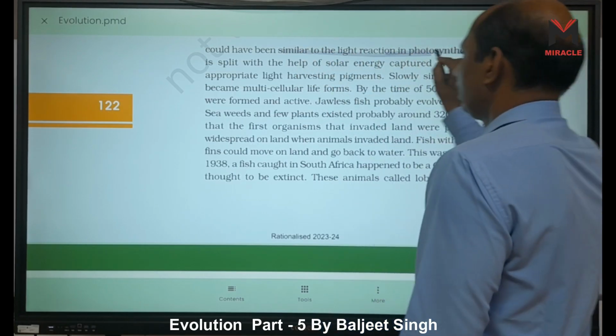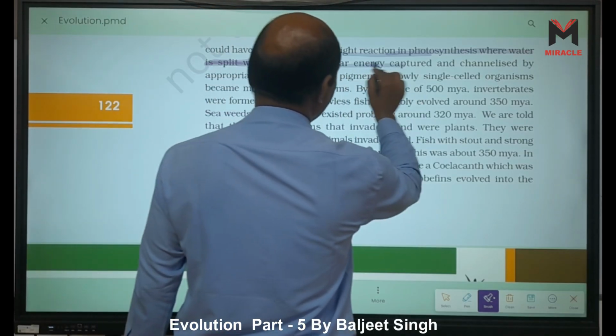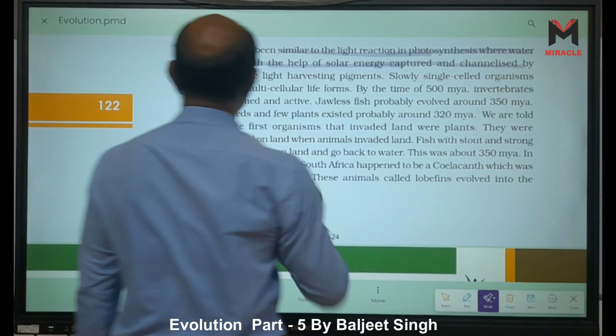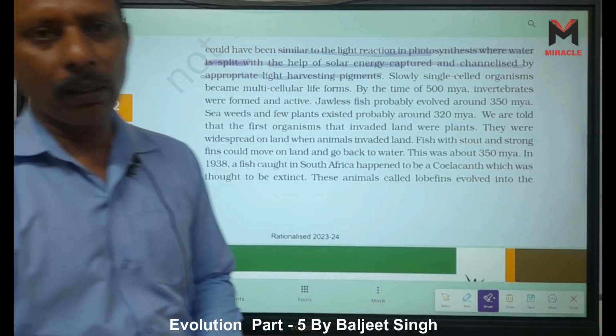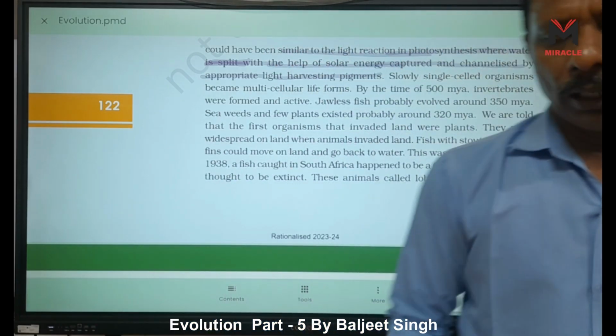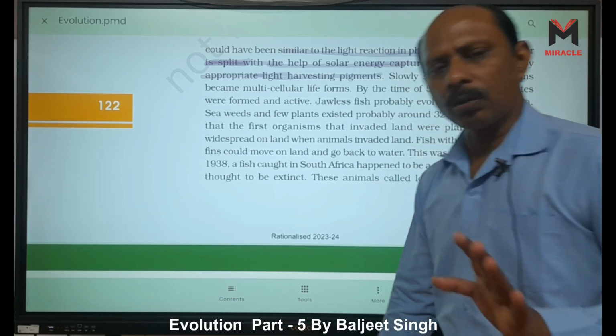Because they use water as a hydrogen donor, the water is split with the help of solar energy captured and channelized by the appropriate light harvesting pigments. Today we know they are chlorophyll A, chlorophyll B. Already you read in 11th portion, right? Xanthophyll and carotenoids. Different pigments are there. This is not only chlorophyll A or chlorophyll B.